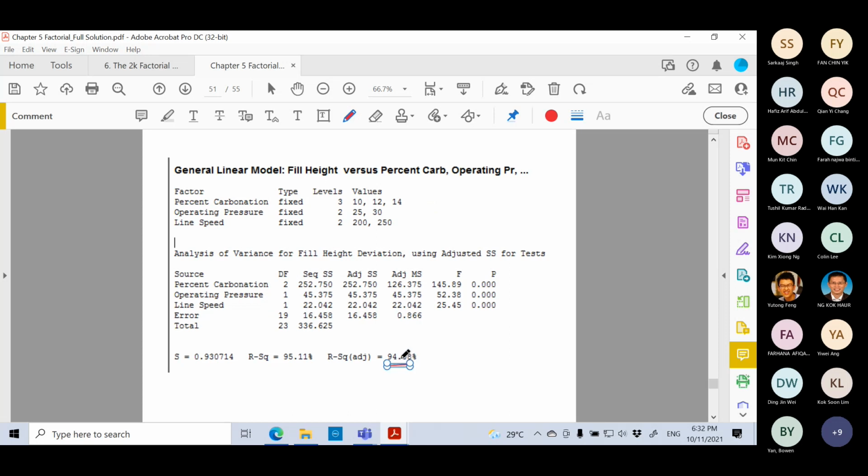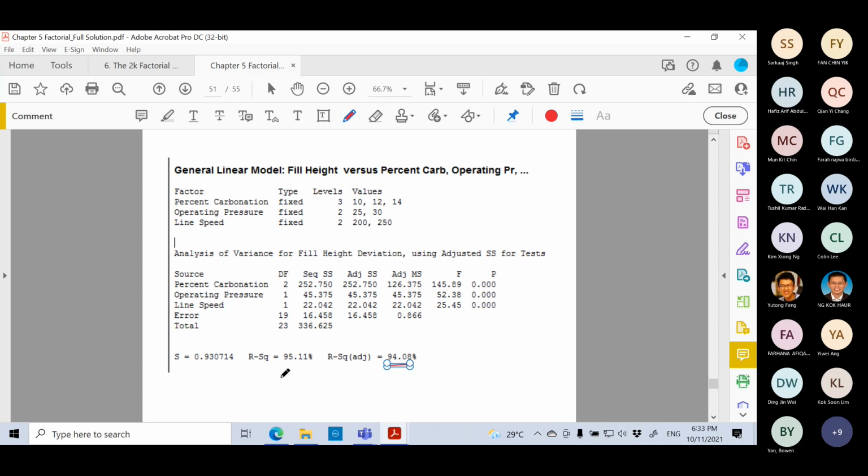So this means that if I only need these three variables, I can model my Y very well, and you still get a very high R square. Even though it reduces by about 1 unit, it's still acceptable, instead of dealing with a very complicated model. But of course, this is just a result from Minitab.